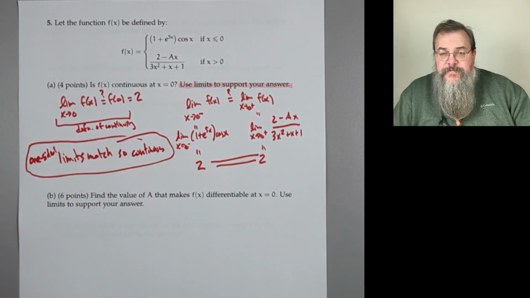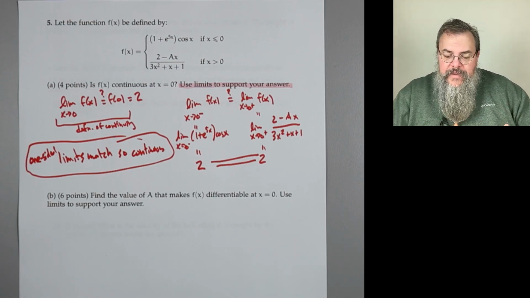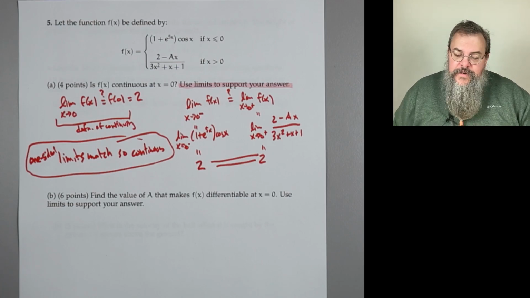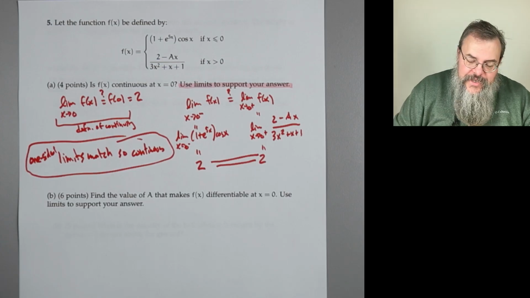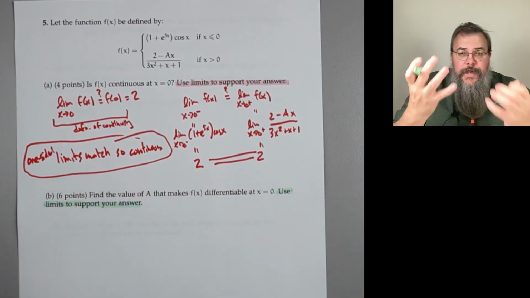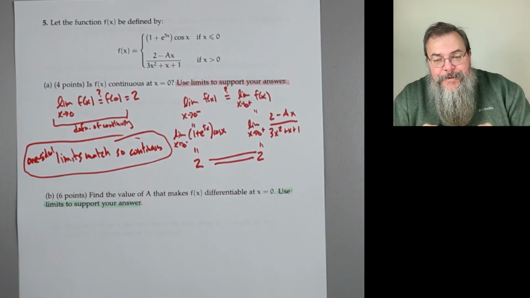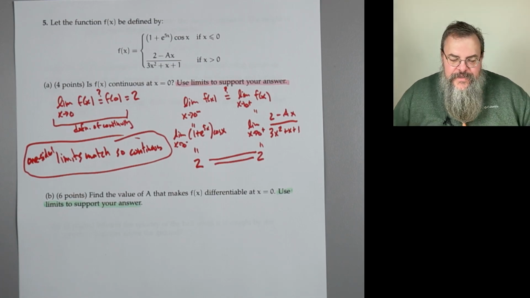All right, part B. Find the value of a that makes f of x differentiable at x equals 0. Again, use limits to support your answer. Okay, so more limits. Just when you thought you were done, they pull you back in. All right, so how are we going to use limits to support the answer?